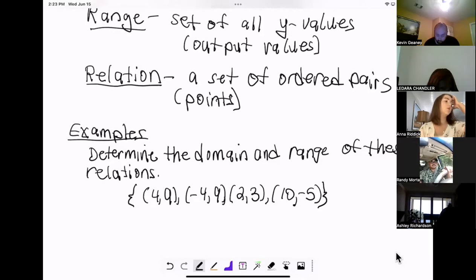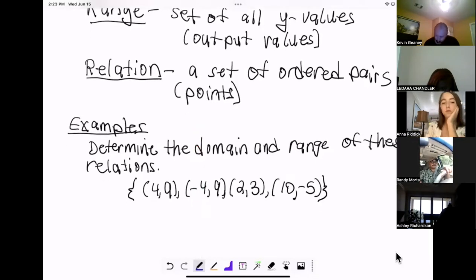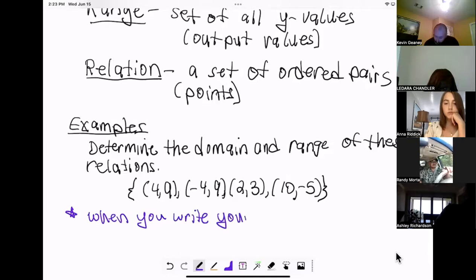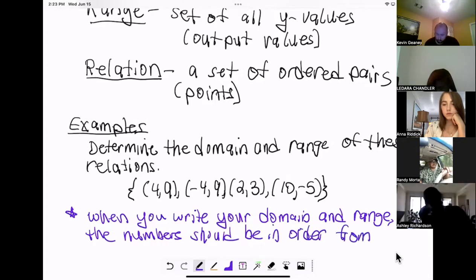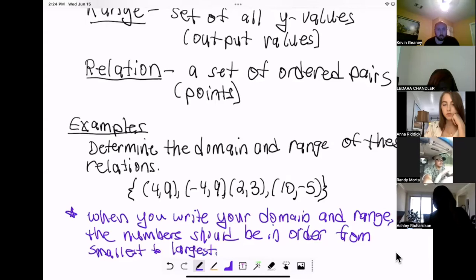Okay, I want to put a little note here. When you write your domain and range, the numbers should be in order from smallest to largest. And that's all the time. You should always put them in numerical order.